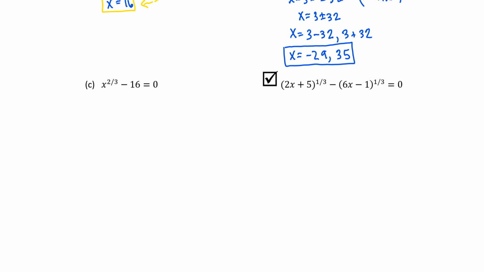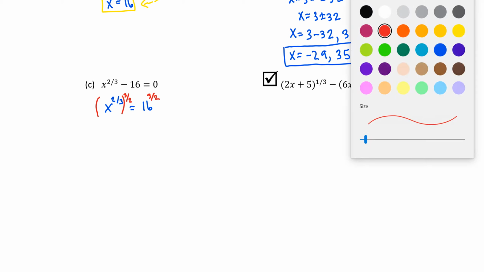X to the 2/3 equals negative 16. So step 1, we're going to isolate the term that contains the rational exponent. In this case, that means we need to add 16 to both sides. Then we will raise both sides to the reciprocal. Reciprocal means flip it over, right? The reciprocal of the rational exponent.